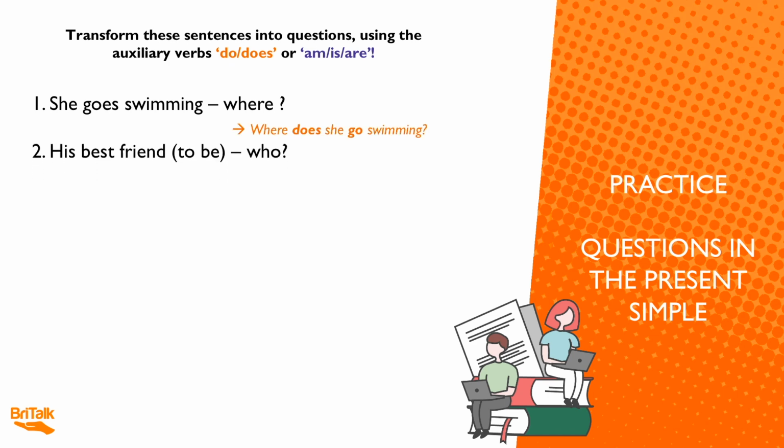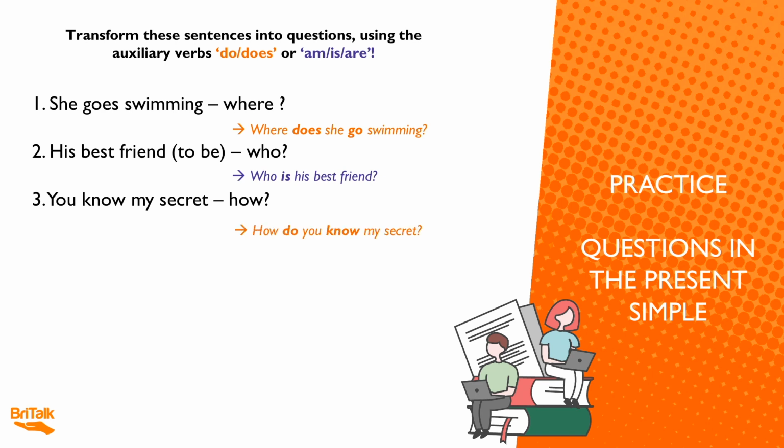Perfect. Number 2. His best friend to be who? Fantastic. Who is his best friend? Lovely. Number 3. You know my secret. How? How do you know my secret? Excellent. Number 4. Your anniversary to be when? When is your anniversary? Excellent.